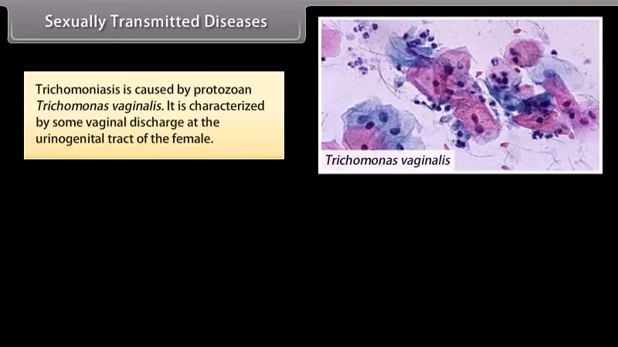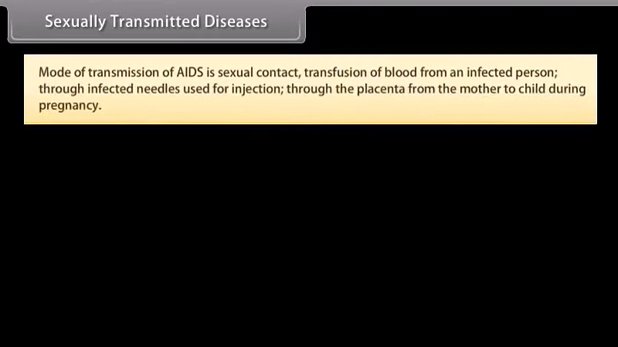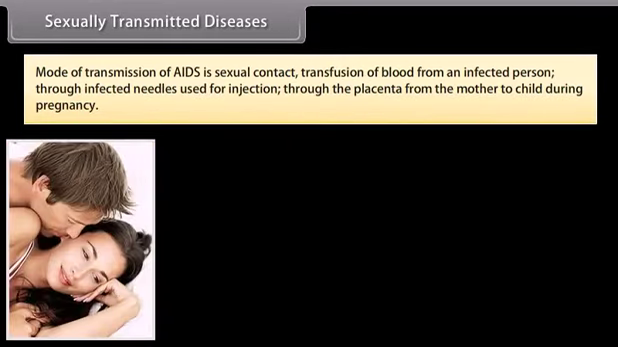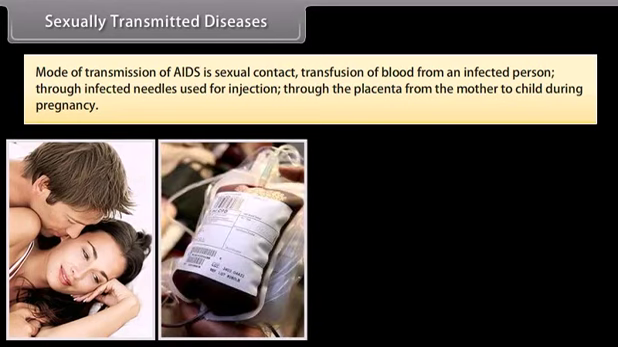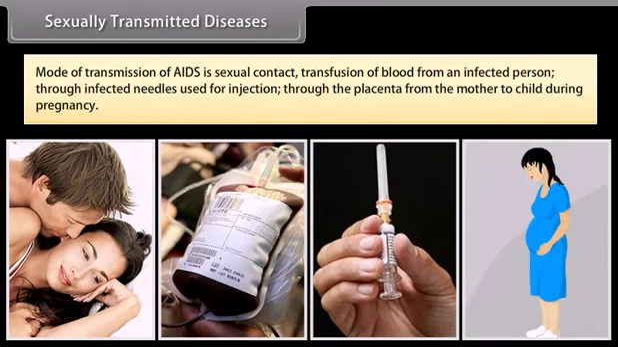Trichomoniasis is caused by the protozoan Trichomonas vaginalis. It is characterized by some vaginal discharge at the urinogenital tract of the female. AIDS is caused by a virus called HIV, which suppresses the body's immune mechanism and thereby makes it susceptible to any disease. Modes of transmission of AIDS are sexual contact, transfusion of blood from an infected person, infected needles used for injection, and through the placenta from the mother to the child during pregnancy.